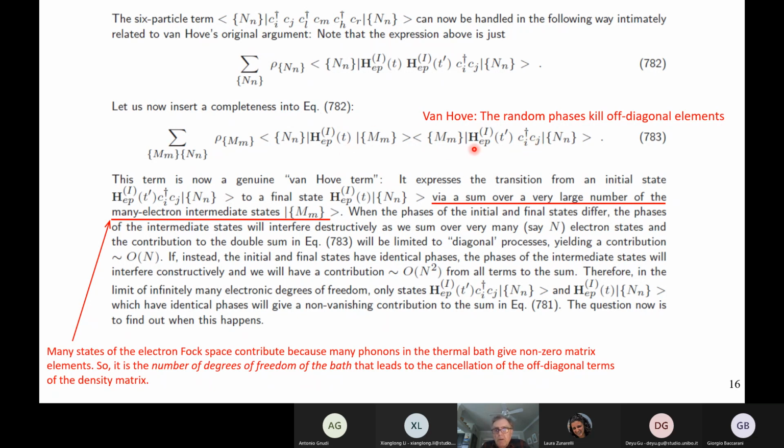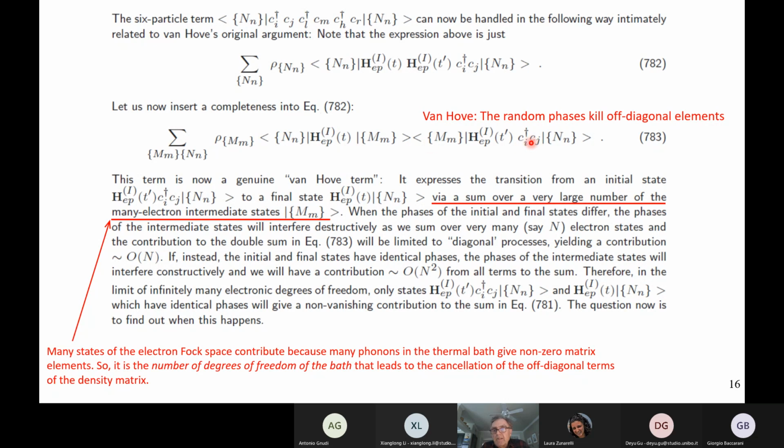And now I'm summing over all this term over here. If t and t prime are relatively far away, then what happens is that the phase of states in which i and j are different will change for every i or j, for every m that I use here, every state that I'm summing over, every Fock state that I have here, I will get a different phase.